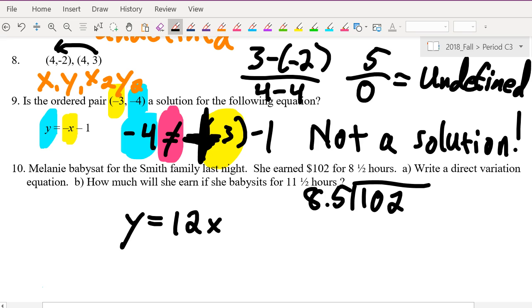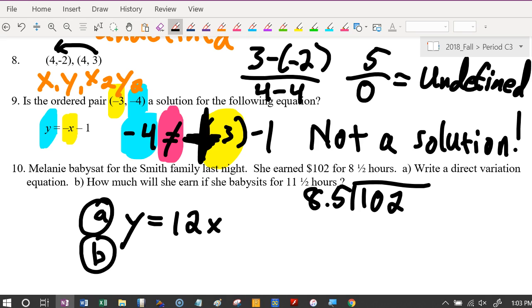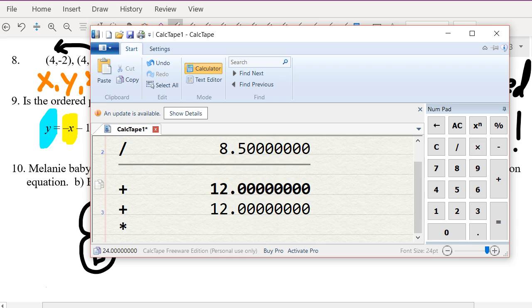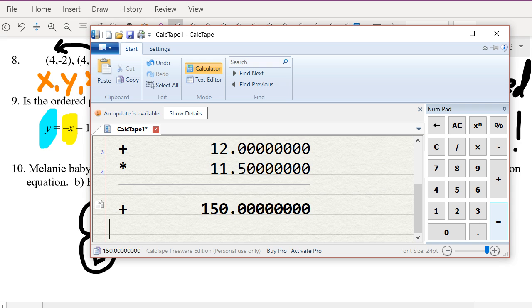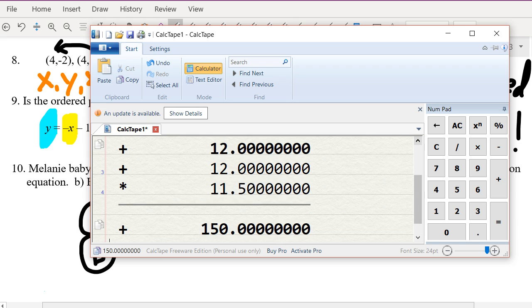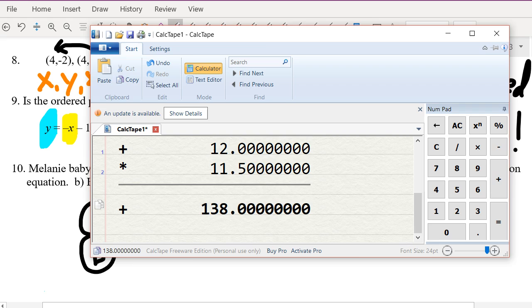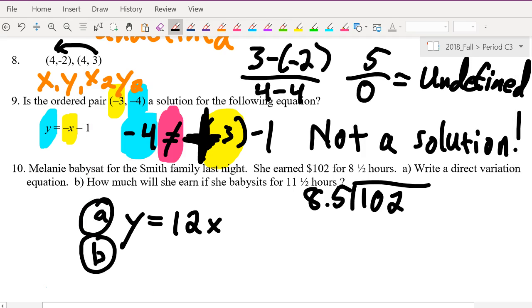So that's for A. For B, we want to say, okay, how much will she earn for 11.5? So we do 12 times 11.5. It's 136. Is that right, though? There's no way that's right. Hold on. You added the 12. Yeah, there it is, 138. So how much will she earn? $138.